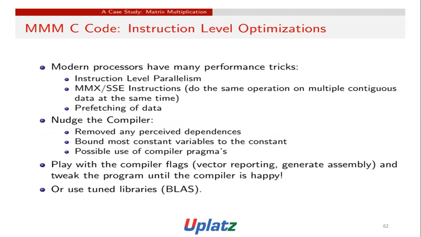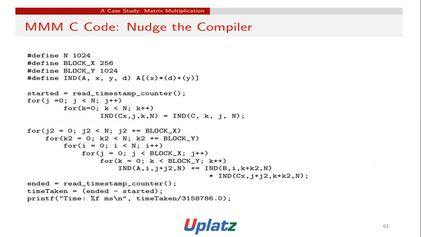Modern processors have made many performance improvements with instruction level parallelism. MMX and SSE instructions do the same operation on multiple contiguous data at the same time. Prefetching of data. Nudge the compiler: remove any perceived dependence, bound most constant variables to constants, possible use of compiler pragmas, play with the compiler flags with reporting generators and tweak the program until the compiler is happy, or use the tuned library BLAS. Nudge the compiler.